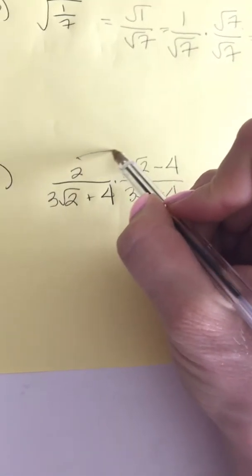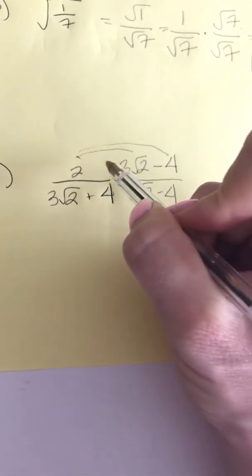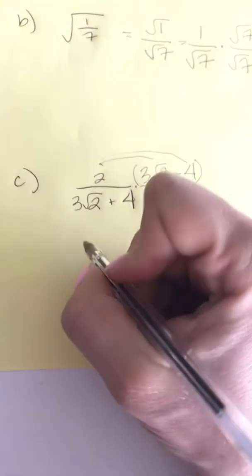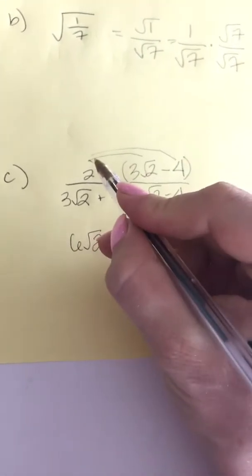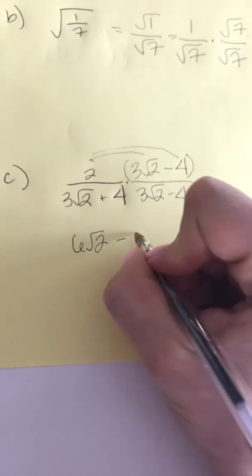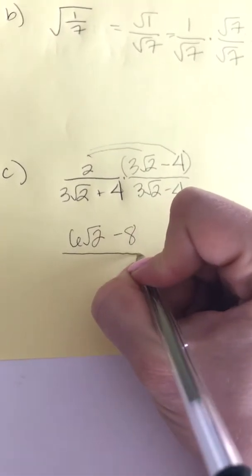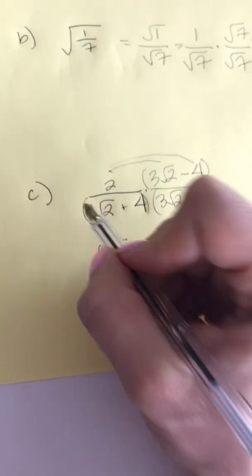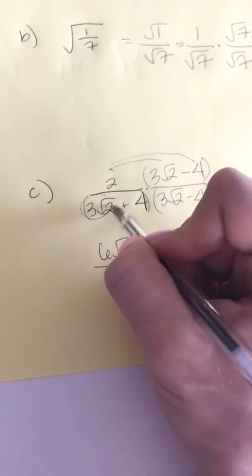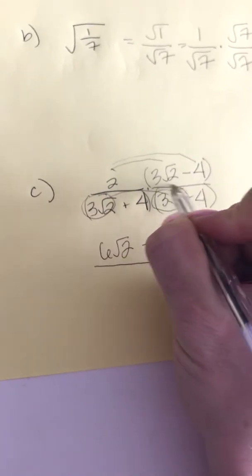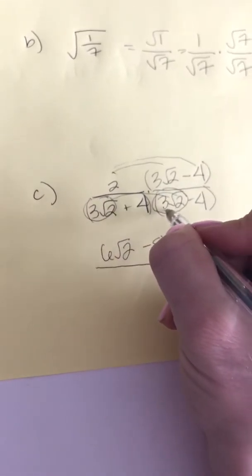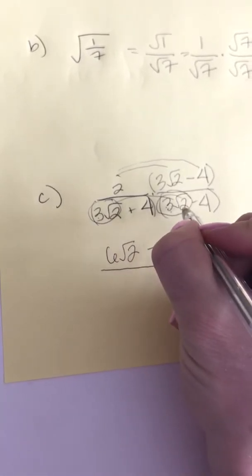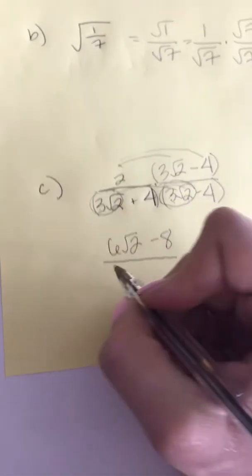On the top, we're going to distribute 2 to each of those. So 2 times 3 root 2, that's 6 root 2. 2 times negative 4, that's minus 8. On the bottom, remember these are understood parentheses, we're double distributing. So 3 root 2, first we're doing this times this. 3 root 2 times 3 root 2, 3 times 3 is 9. Root 2 times root 2 is 2. So that's 18.